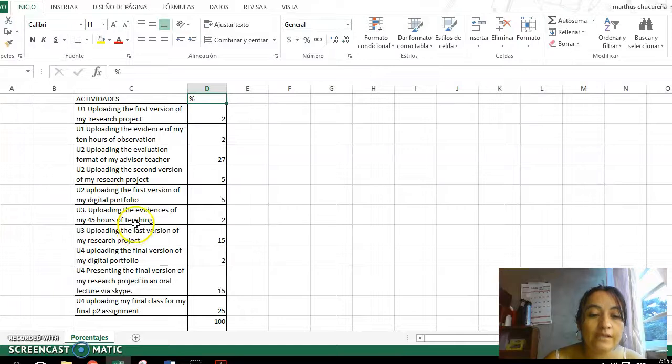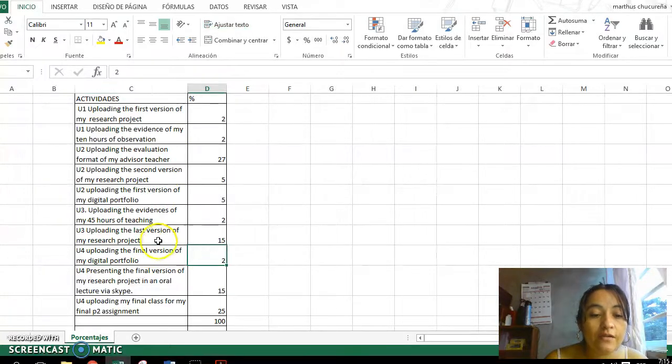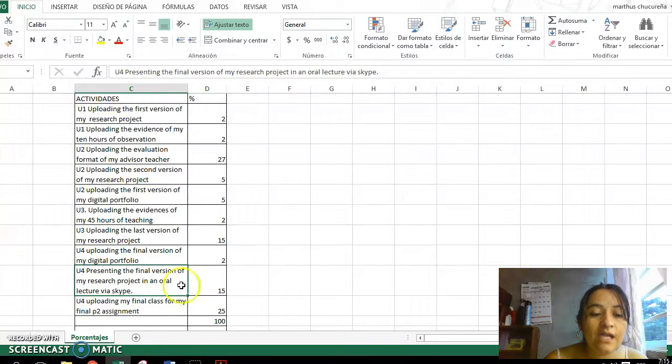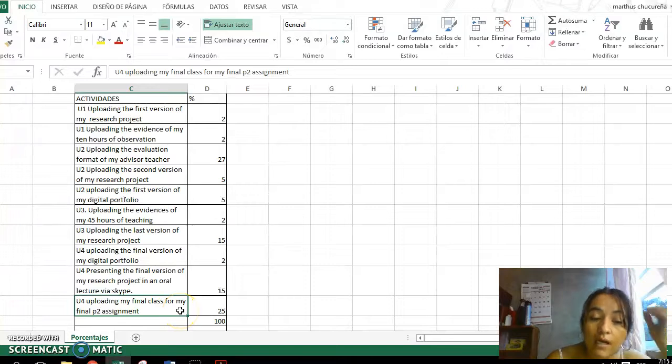This is 2%. You have to upload the final version of your digital portfolio, which is 2%. Uploading the last version of your research project is 50%. Presenting the final version of your research project in an oral lecture via Skype. This is for integral or P2, not for P1. P1 has another issue. And uploading my final class for my final P2 assignment.